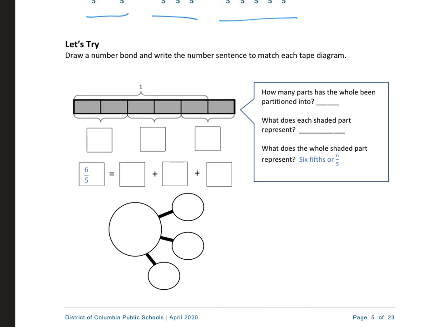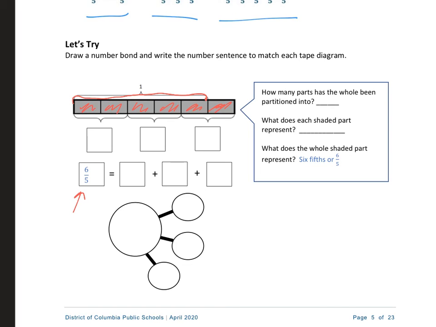All right, so it says draw a number bond and write the number sentence to match each tape diagram. So I see that we have one whole here, all right? So I'm going to say, okay, there's 1, 2, 3, 4, 5. 5 units are in the 1 whole. So that means my denominator is going to be 5, okay? So then I have one more though. So I know that that means there are 6/5 here, right? And I can see that because they actually gave that to me right here as the total, 6/5, okay?